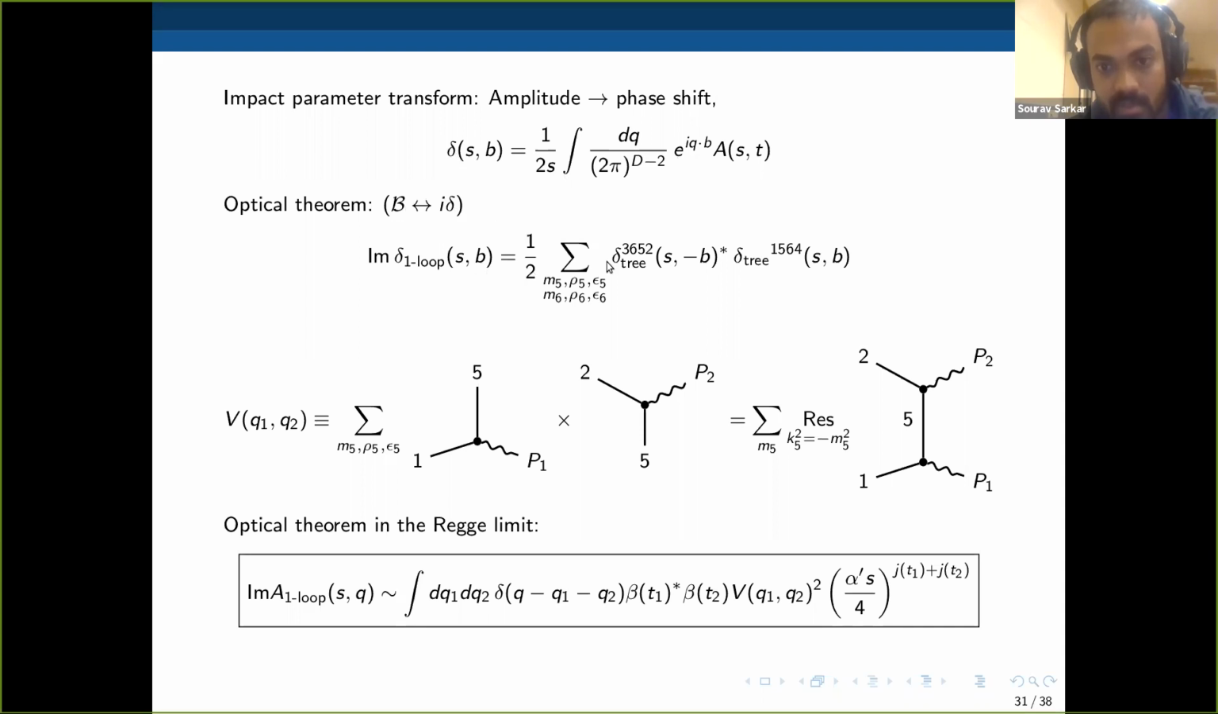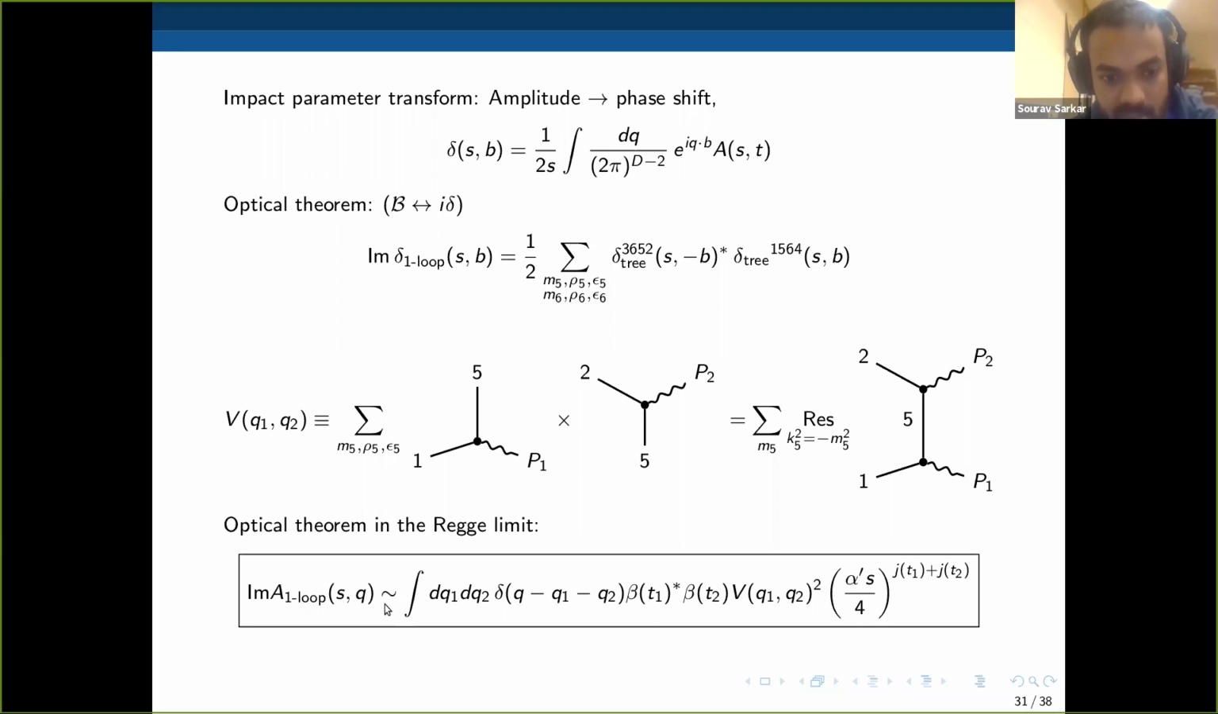Regge limit in flat space also takes this multiplicative form, and the one in AdS was exactly of the same form. These calculations were done a long time ago, so we can package the contribution of all the spinning exchanges in this vertex function, which is a sum over a product of these 3-point amplitudes.